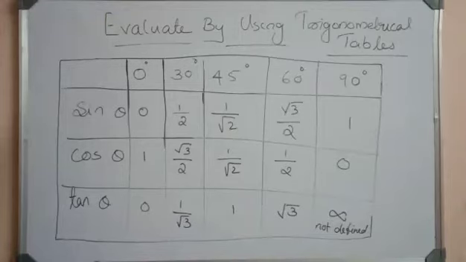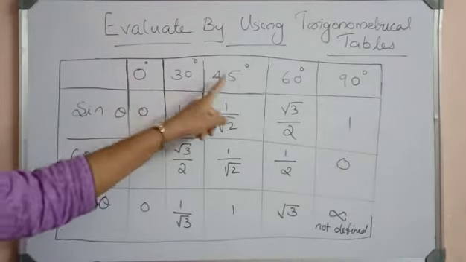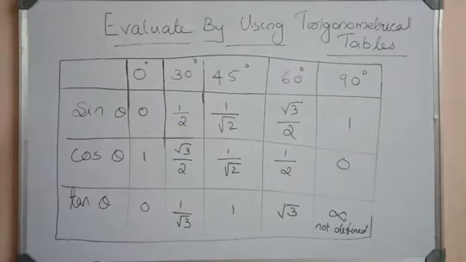Hi everyone, welcome back. In today's class, let's see how to find the values of trigonometrical ratios by using the trigonometrical tables. We have already studied and know the values of trigonometrical ratios of acute angles such as 30 degree, 45 degree, 60 degree.